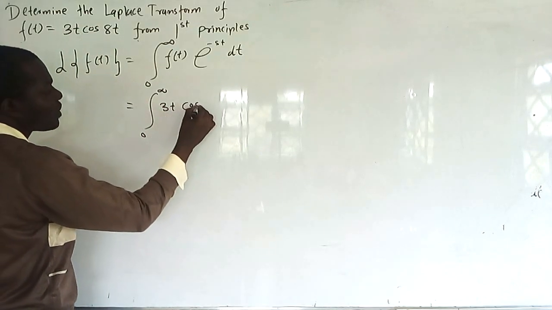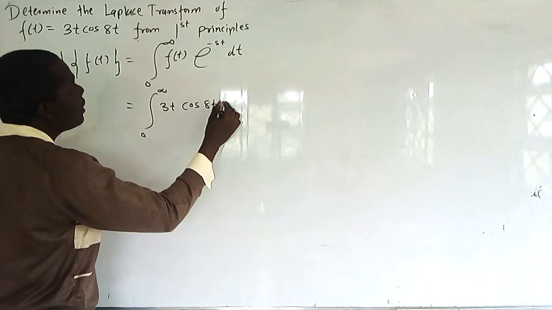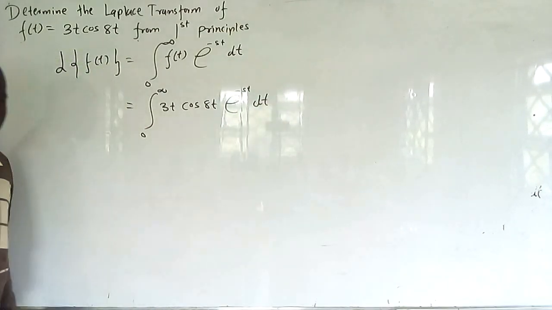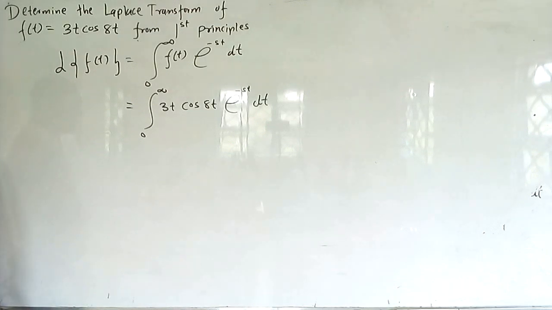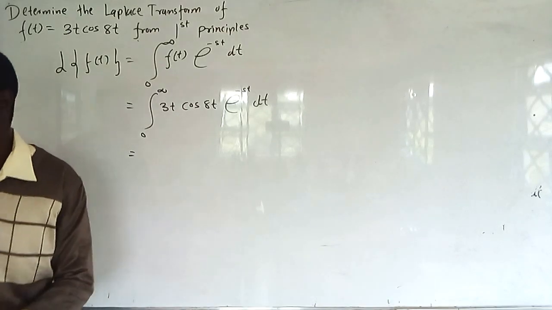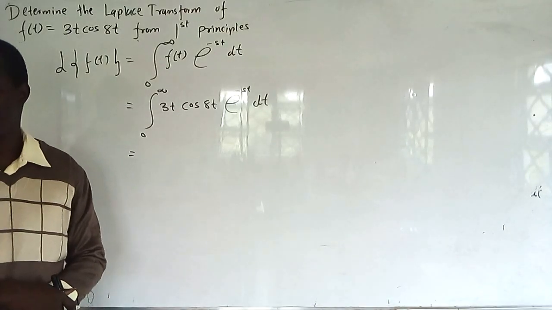3t cos(at) e^(-st) dt, isn't it? Yes. Are we together? Yes. Then from there you know cos is the positive part of the exponential function in Euler's equation, isn't it?